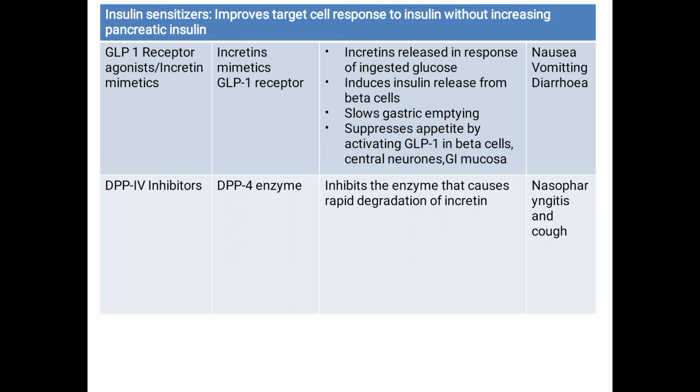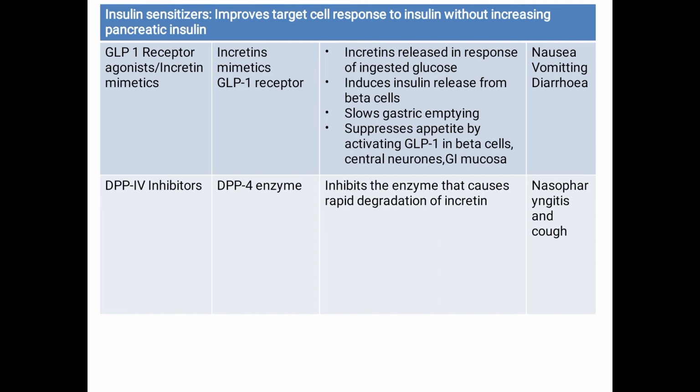Next category is DPP4 inhibitor. So DPP4 enzyme, you have to know what it is. It is an enzyme that degrades incretins. Okay, so if DPP4 enzyme degrades incretin, then the functions of the incretin, like the release of insulin, slowing down gastric emptying, suppressing appetite, will be decreased. So you have to inhibit this DPP4 enzyme so that the function of the incretin is retained.